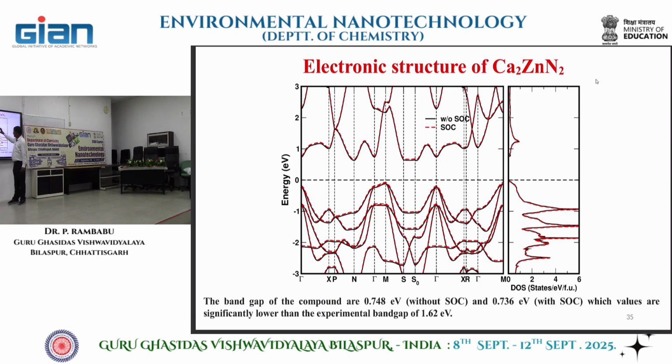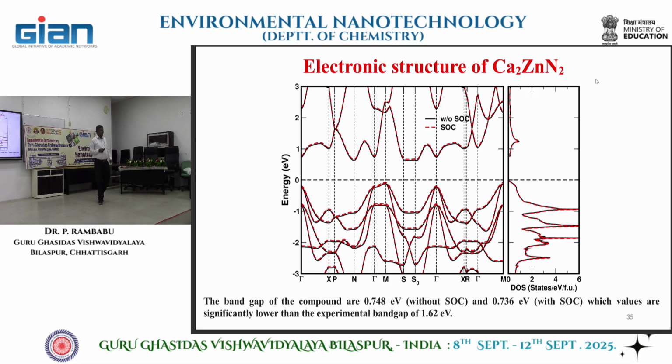So this is an indirect band gap semiconductor. The band gap without spin orbit coupling is coming out to be 0.74 electron volts. With spin orbit coupling it is coming out to be 0.73 electron volts. But both these band gaps are not matching with the experimental band gap. What is the experimental band gap?